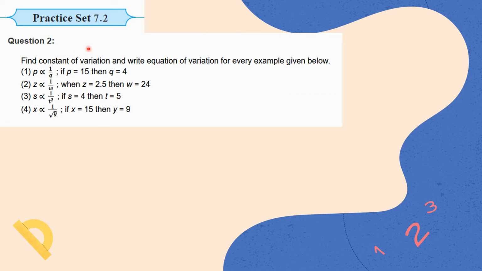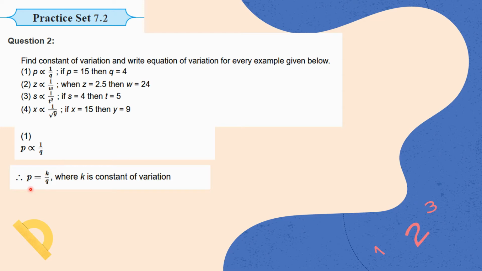Exercise 7.2, the second sum. In the second sum, we have to find the constant of variation and write the equation of variation for every example given below. So we have 4 subparts in this question. Let us find the solution of each of the subparts separately. So in the first one, P is in inverse proportion to Q. So we have P inversely proportional to 1 upon Q. So this in the form of an equation will be P is equal to K upon Q, where K is the constant of variation.